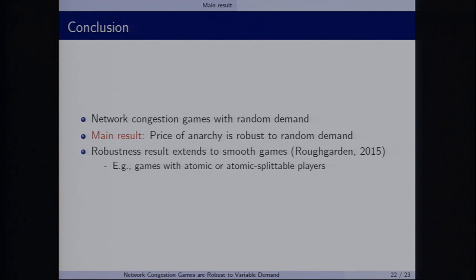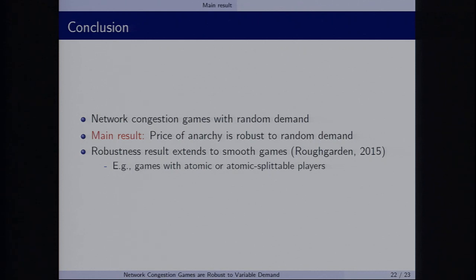Okay, let me conclude. What have we seen? We've proposed a network congestion game with random demand, in which players calculate cost based on the conditional random variable of traveling. And our main result is that the price of anarchy is robust to this random demand. In fact, the price of anarchy seems to be the same as for the fixed demand setting.